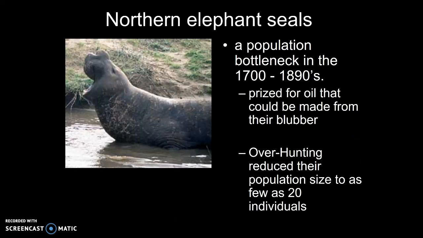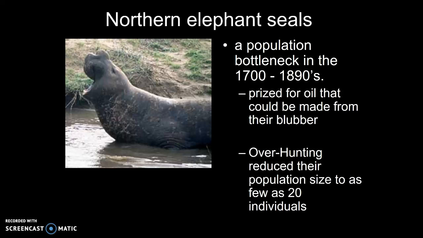So what I'm going to do over the next few slides is give you some examples of things that have happened in real life of the bottleneck effect. You might want to just write down the fact that the northern elephant seals went through a bottleneck. You don't have to know all the specifics. You do need to know that they were hunted to almost extinction, down to maybe as few as 20, and then those 20 rebounded. So don't get carried away with trying to write down every single thing on the slide. Just get the big picture here.